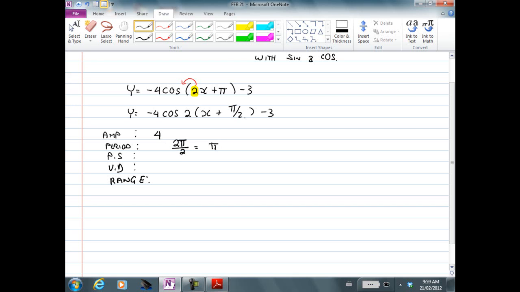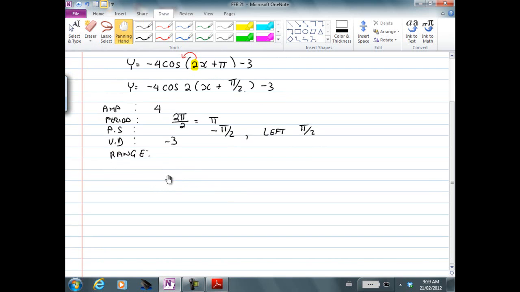Kieran, what's your phase shift? Good. Left pi by 2, but I know in the book they write down -pi by 2, or you can say left pi by 2. Same thing. Vertical displacement. Robert, what's your vertical displacement? -3, or you can say down 3. Again, the book uses different terminologies. I like to use different terminologies also. Now the range is really hard to get by looking at. For now, let's just draw a rough sketch.